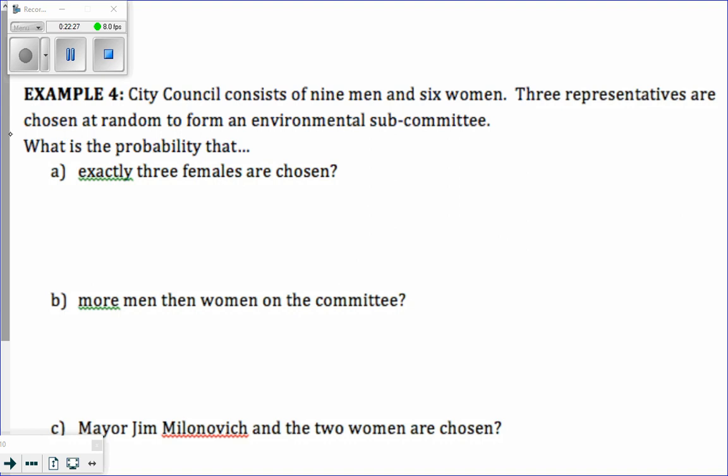Day. So the city council consists of 9 men and 6 women. 3 reps are chosen at random to form an environmental subcommittee. If you see that and you just got done with the last unit, what are you automatically thinking of? Combinations, right? The nCr. What is the probability that exactly 3 women are chosen?